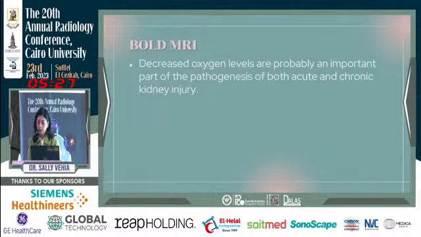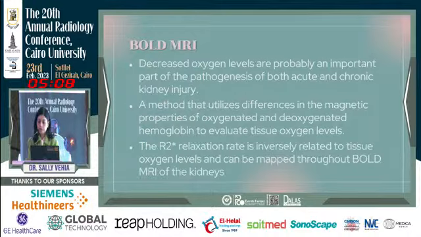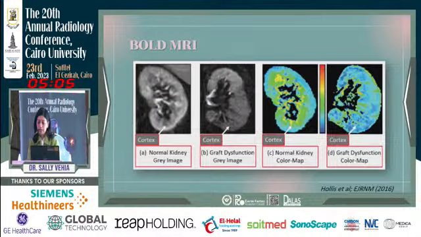Decreased oxygen levels are an important part of the pathogenesis of both acute and chronic kidney injury. Blood oxygen level dependent MRI is a method that utilizes the difference in the magnetic properties of oxygenated and deoxygenated hemoglobin to evaluate tissue oxygen levels. This is BOLD MRI grayscale image showing A, normal kidney, and B, kidney with graft dysfunction, and color map images C, normal kidney, and D, kidney with graft dysfunction.